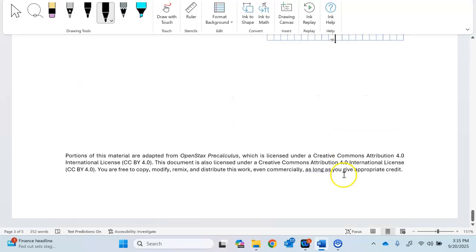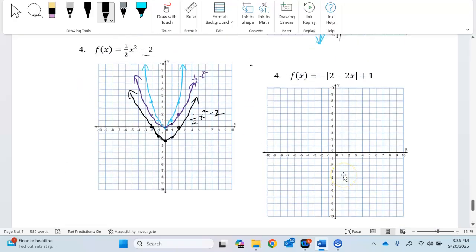Okay, good. One more. So this one, I got all kinds of transformations. I know it's a root function, so let's just do my original function. That's an easy one.